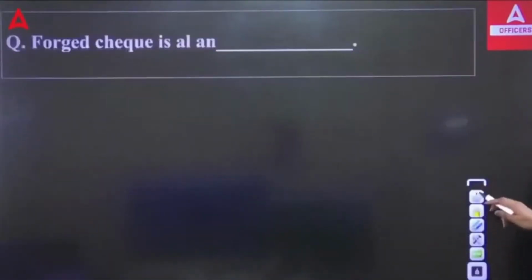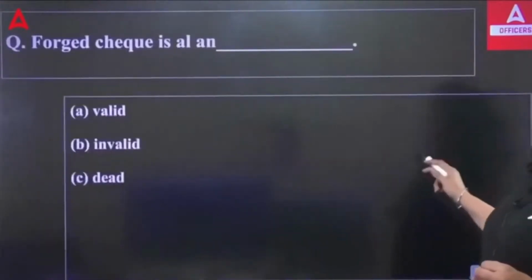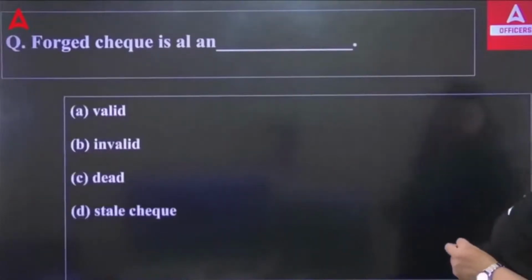Next, a forged check is valid, invalid, dead or stale check.